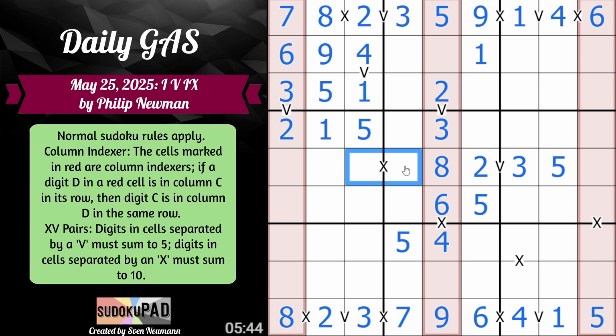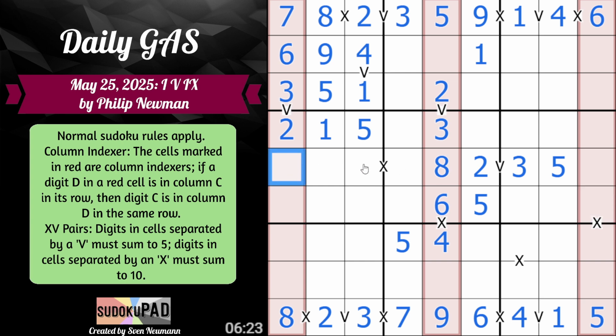9, 4, 6. 9, 1. Right, because where does 1 go now? Because we still need to consider that here. We need a middle, and we need a high. Well, the high definitely has to be 9, doesn't it? So it'll certainly be 9, 1. And the middle, or the medium digit, has to be 4.